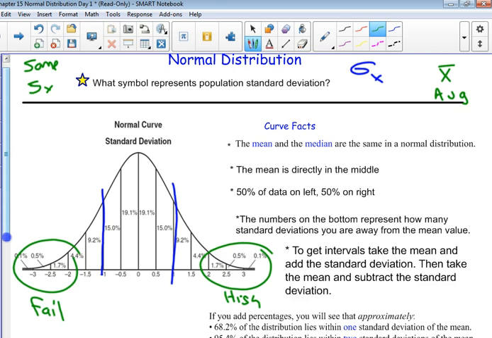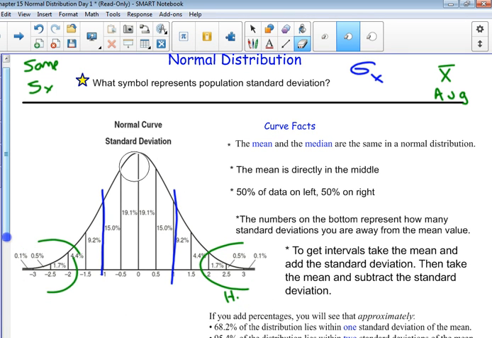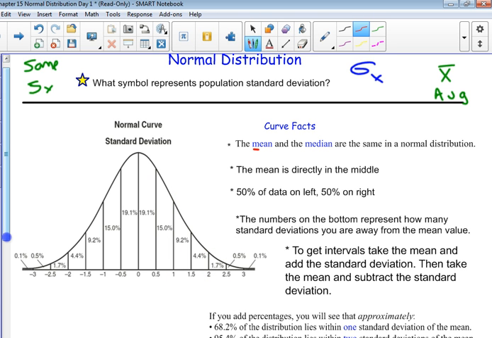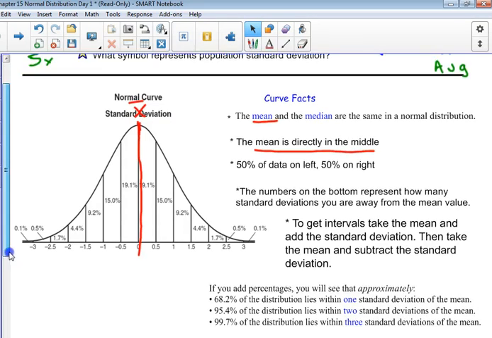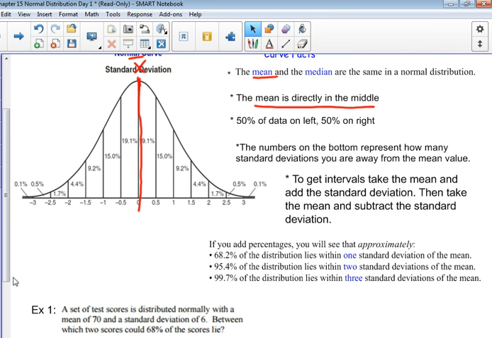A couple things in this bell curve: when your data is modeled like this, the mean and the median are actually the same thing in normal distribution. And we're going to put the mean all the time in the middle. So X bar is always going to go in the top part, directly in the middle. If you split this down the middle, 50% of the data is on the left and 50% is on the right. What we're going to work on today is moving on the curve.